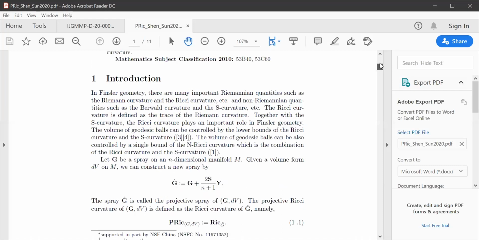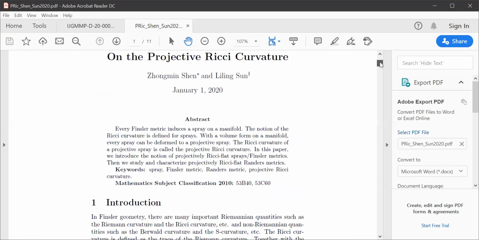Well, let me bring up the paper, my paper first. Where is it? Hold on. So, all right. This is a paper I wrote before, and probably you know that before.